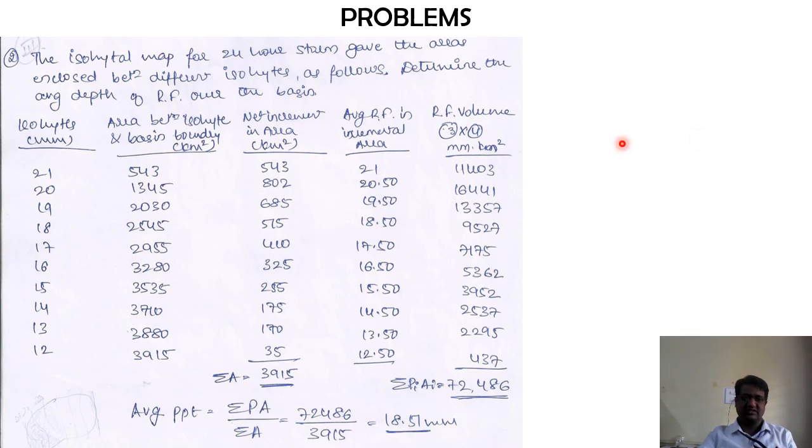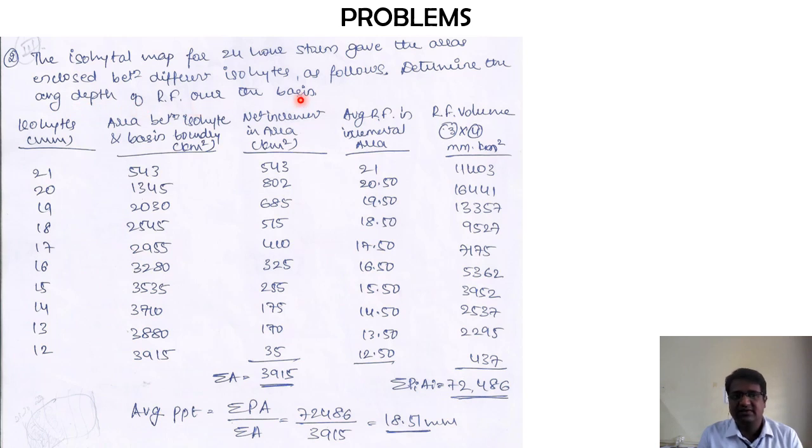This is the fourth problem that we are solving, and in this one we have a different way of asking the question, as well as a different method for solving it. I'll read the question. The isohyetal map for a 24-hour storm gave the areas enclosed between the different isohyets as follows. Determine the average depth of rainfall over the basin.